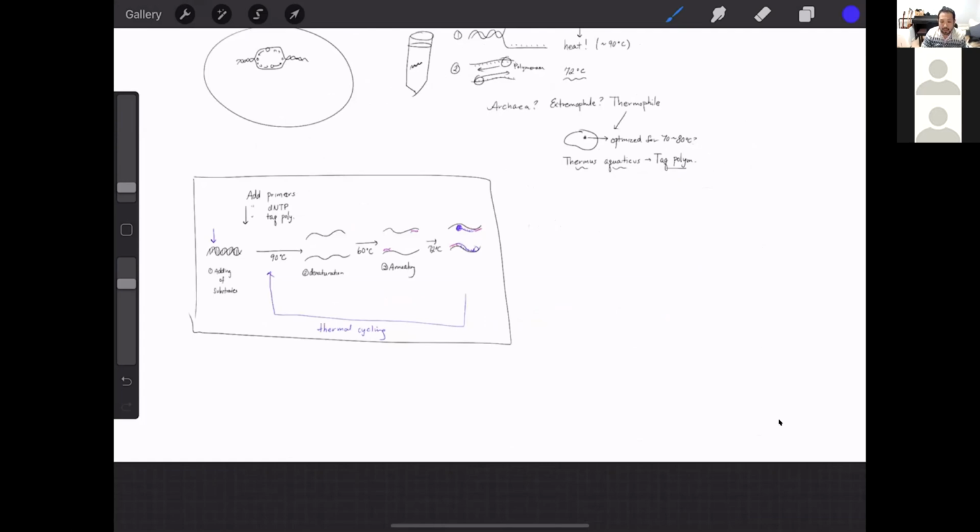And just to give you an idea of why this is important, we actually use this PCR in our testing for the coronavirus. So let me show you how that works.